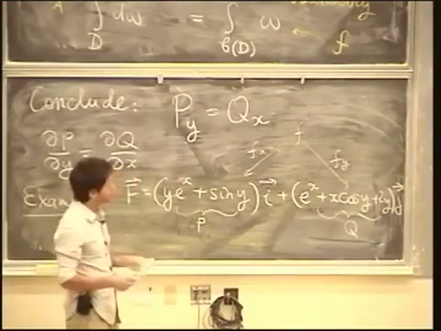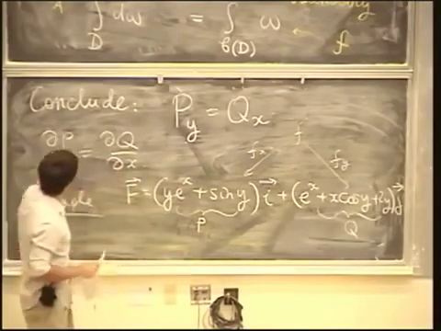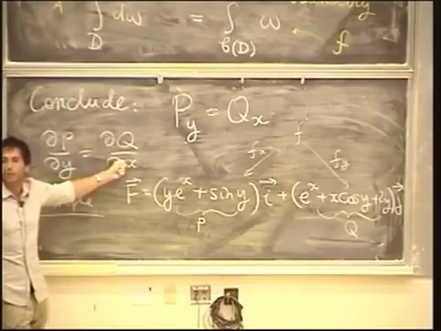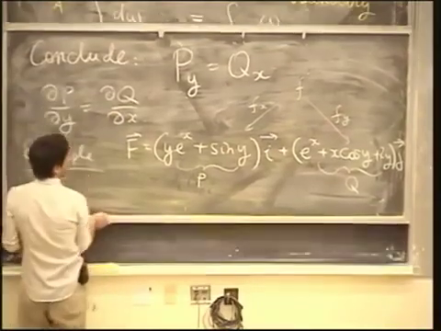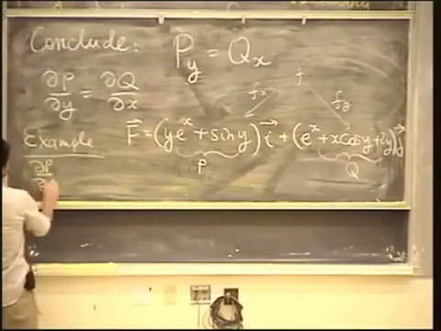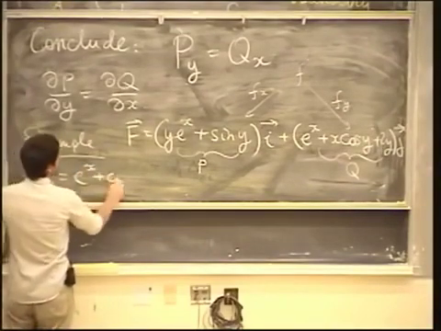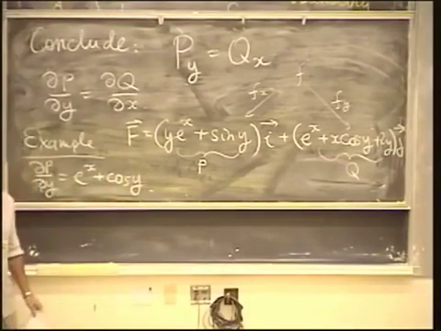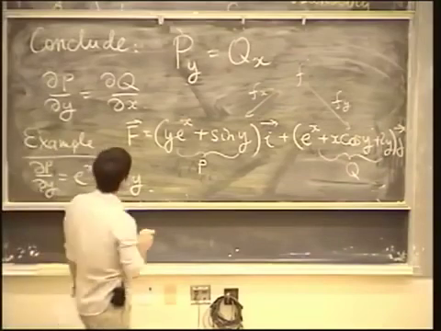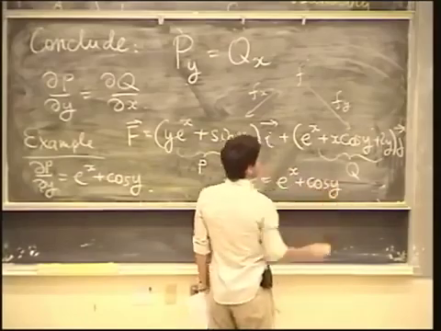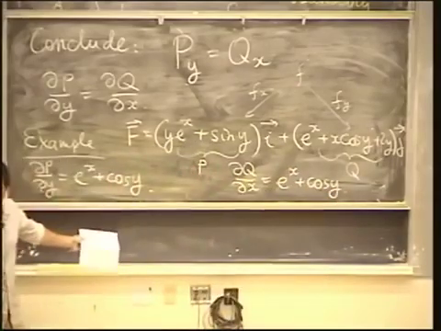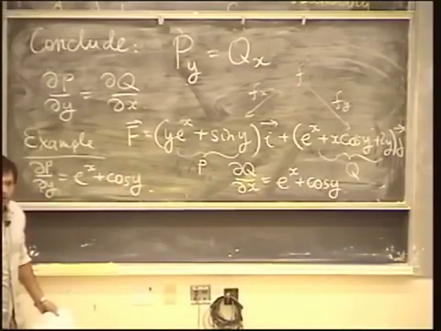Because we can argue as follows. We can say, well, if it is conservative, then dP/dy would have to be equal to dQ/dx. Are they equal? So, natural question, are they equal? Let's calculate. What is dP/dy? dP/dy is e^x plus cosine y. Everybody agrees? Okay. And now dQ/dx is e^x plus cosine y. It's the same.